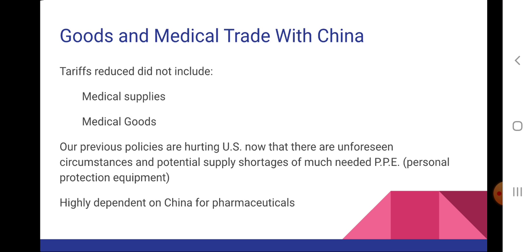Based on these goods and medical trade with China, the tariffs that we instituted did not include medical supplies and medical goods. Our previous policies are hurting the U.S. now, and we did not foresee that because it could cause potential supply shortages on much needed PPE, personal protection equipment. And in a bigger aspect, we're highly dependent on China for pharmaceuticals.